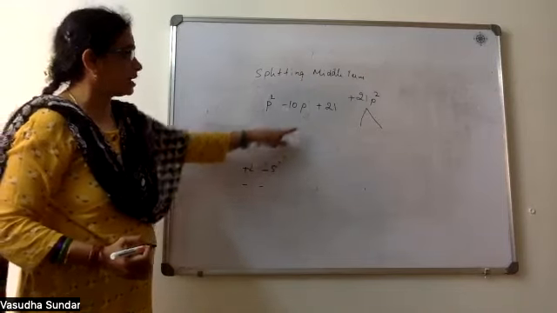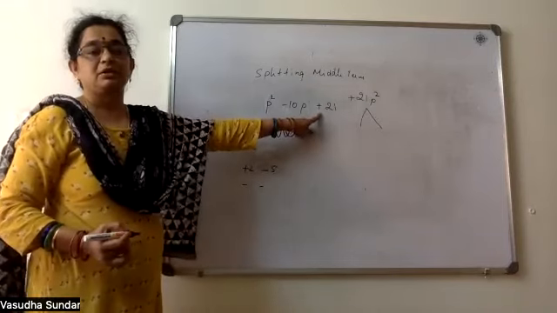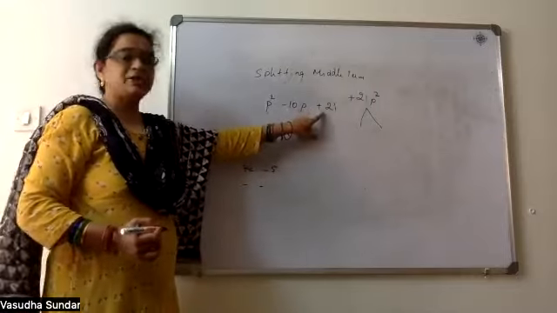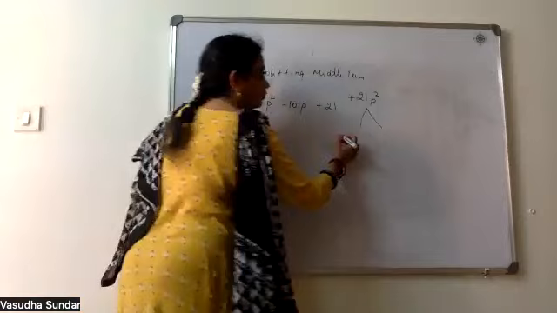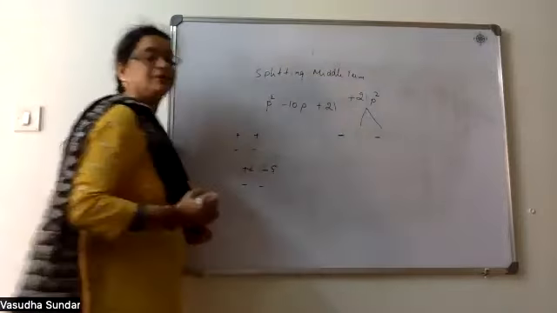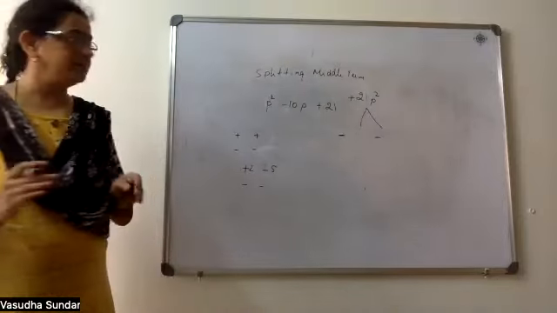Plus into minus is minus. I have a plus here. So whenever the product is plus and the sum is negative, both of them should be negative. Please make a table.